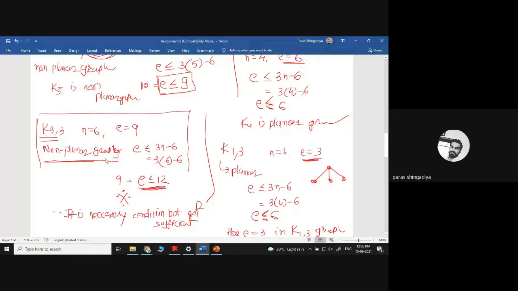But here, how many edges are there? Only 9 edges. The graph contains only 9 edges, so as per the formula it should be planar. But we already verified that it is Kuratowski's second graph, and that it is a non-planar graph. We cannot embed this graph in planar form. Clear? So therefore we get a contradictory result.